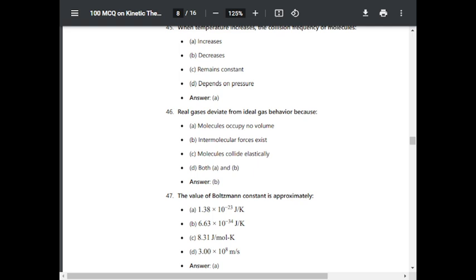Question number 46. Real gas deviates from ideal gas behavior because: option A, molecules occupy no volume; option B, intermolecular force exists; option C, molecules collide elastically; option D, both A and B. The correct answer is B, intermolecular force exists. Real gas deviates from ideal gas behavior because intermolecular force exists.